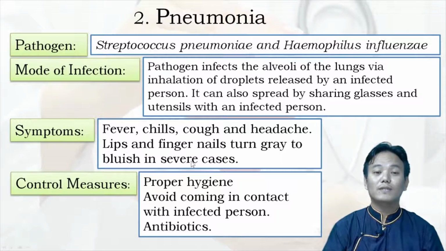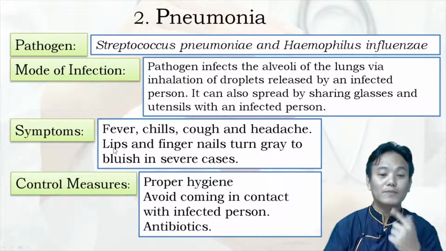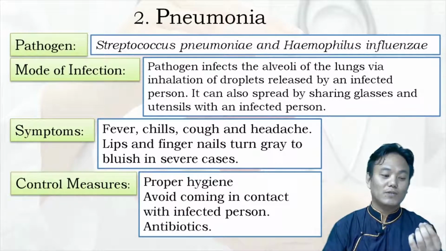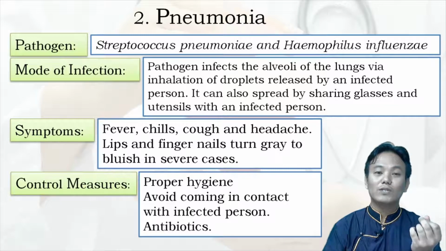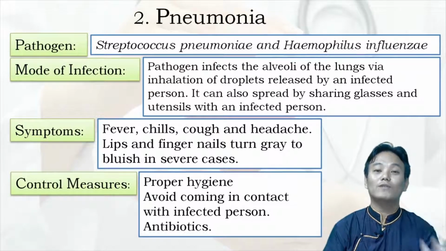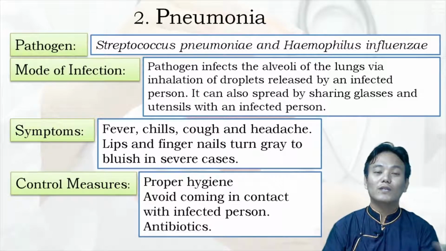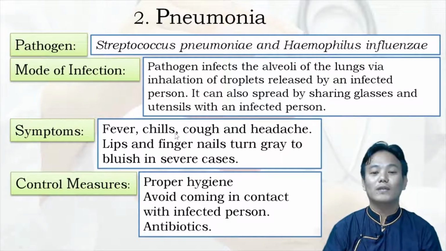But in severe cases, if you're suffering from severe pneumonia, your lips and fingernails will turn gray to bluish in color. What does it show? It shows that you are not getting proper oxygen within your body. Since your alveoli are getting filled with pus and fluid, it interferes with their proper functioning, which is exchange of gases, and that leads to an insufficient supply of oxygen, and that causes the color change of your lips and fingernails. So that happens in very severe cases.